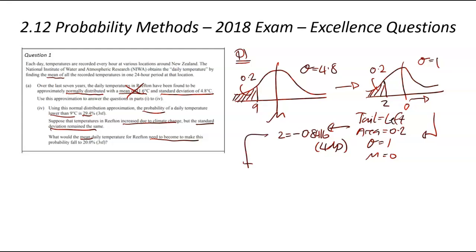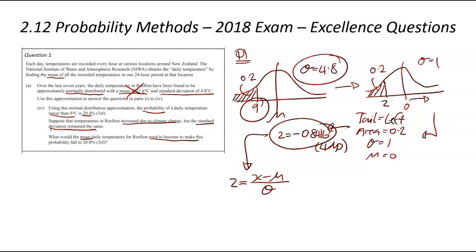Once you've got your z value, you then need to link that to the z formula. So z is equal to x minus the mean divided by the standard deviation. We have the z value, we have the x value of 9, and we have the standard deviation. So those three circled parts, we're going to put them into the z, the x, and the standard deviation. That leaves just the mean in our equation.